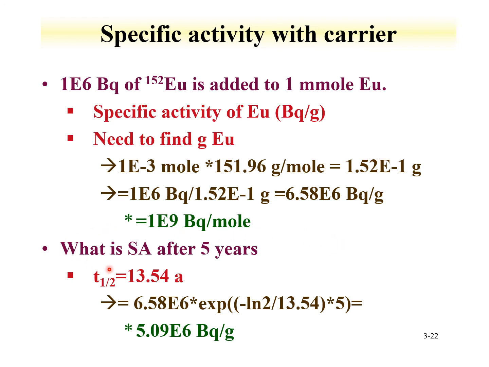What's the specific activity in 5 years? Well, europium-152 has a half-life of 13.54 years. I can plug this into the equation that we talked about. The activity at time t would be equal to the activity initial times e to the minus lambda t. So if I was talking about in terms of becquerels per gram, in 5 years, it would go from 6.58 times 10 to the 6 becquerels per gram to 5.09 times 10 to the 6 becquerels per gram. So you do need to consider any changes in activity that would occur with your carrier and specific activity due to the half-life of the isotope that you're adding.